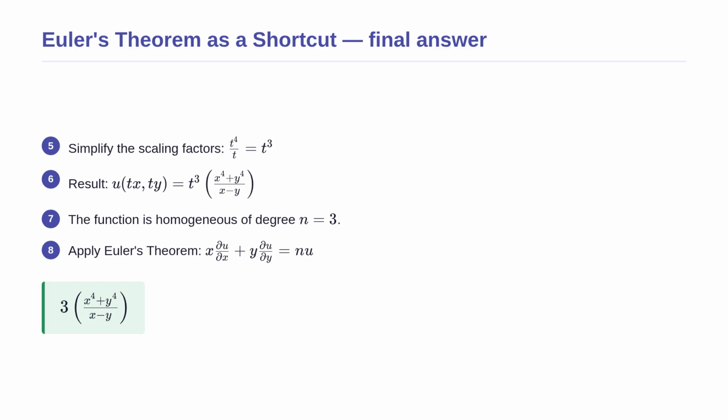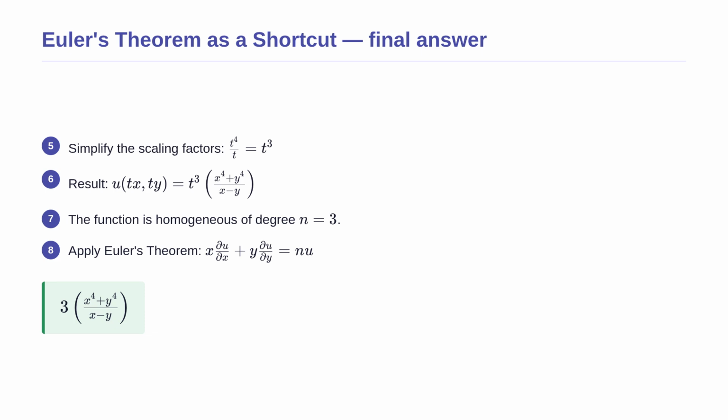Continuing our shortcut, we simplify the scaling factors using the rules of exponents. Dividing t to the fourth by t leaves us with t cubed on the outside. The fraction inside the parentheses is our original function u. This proves the function is homogeneous and the degree n is 3.